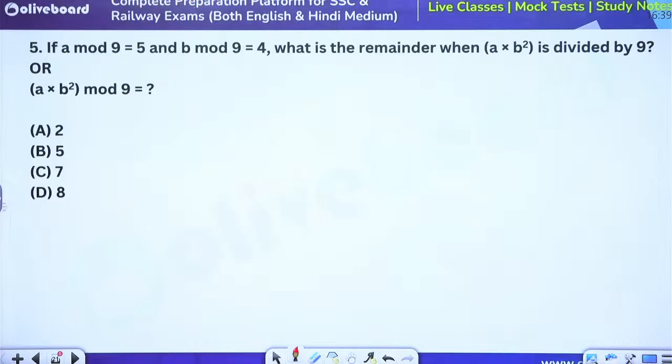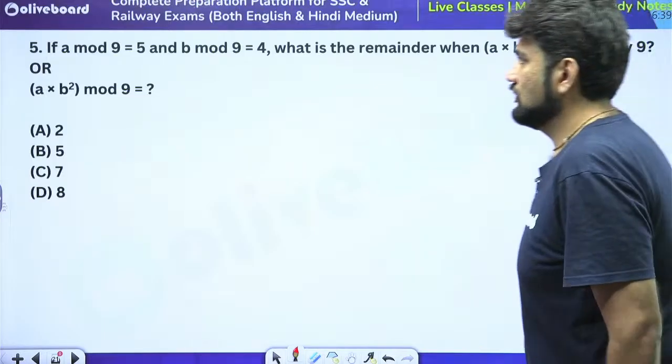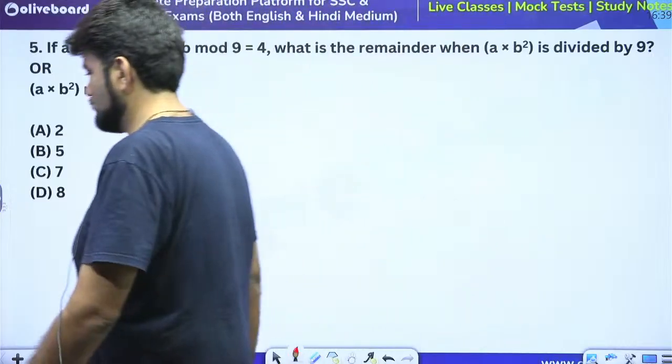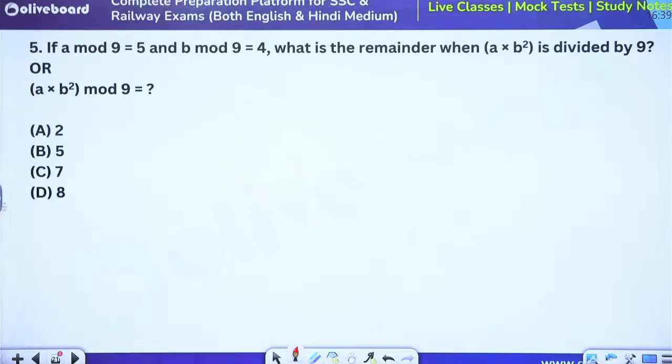A mod 9 is 5 and B mod 9 is 4. What are the minimum values of A and B? A mod 9 is 5 and B mod 9 is 4. Then what is the remainder when A into B square is divided by 9?